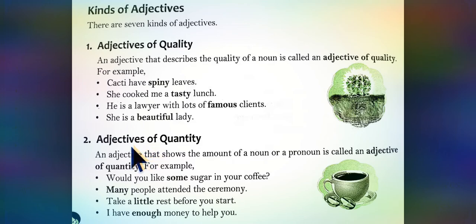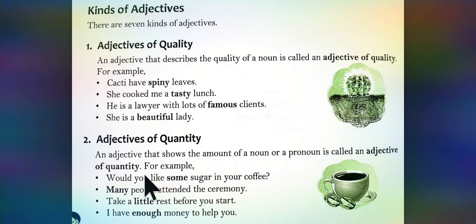Now the next type of adjective is adjective of quantity. An adjective that shows the amount of a noun or a pronoun is called an adjective of quantity. For example, would you like some sugar in your coffee? So here the word some is showing the amount of this noun, how much sugar, some sugar. So what is an adjective of quantity? It shows the amount of a noun or a pronoun.